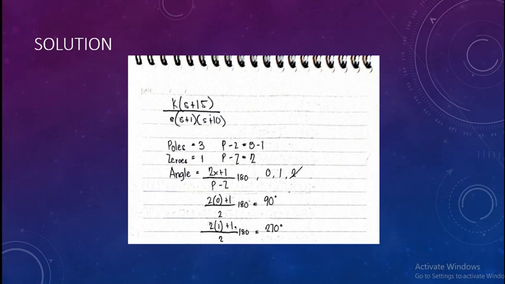After inputting, 2 times 0 plus 1 all over 2 is equal to 1 half. So 1 half multiplied by 180 is equal to 90 degrees. So that's the first angle. The next one is 2 times 1 plus 1 all over 2, which is equal to 3 halves, and 3 halves multiplied by 180 is equal to 270 degrees. So 270 degrees is our second angle. By that we get two angles, the 90 and the 270 degrees.